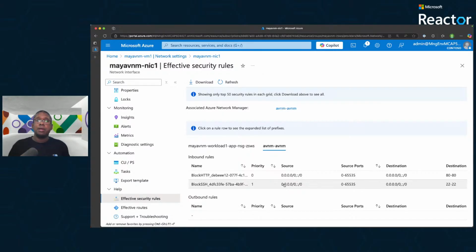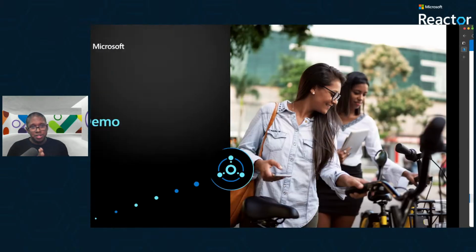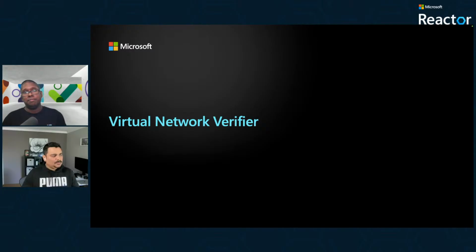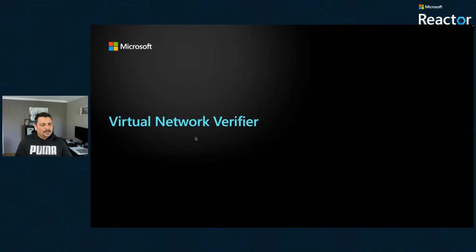So that's a really quick demonstration of how we can apply this configuration at scale for our environment that is already deployed, or whenever new VNets come on board, we can ensure that the security posture you want to maintain is standard across all the environments in your landscape. So with that, I'm going to hand over to Deepak to walk us through the virtual network verifier. Deepak, over to you. Thanks, Nirmal.